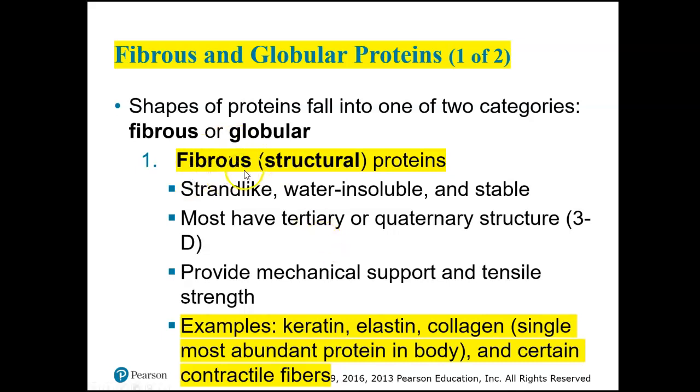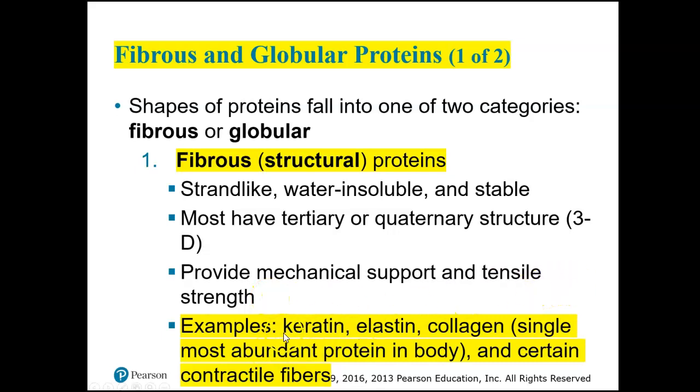Proteins can be fibrous. In other words, they're just like strands or fibers. Fibrous proteins are structural, like collagen is a fibrous protein. They are not soluble in water. Most have a tertiary or quaternary structure, and they provide mechanical support and tensile strength.